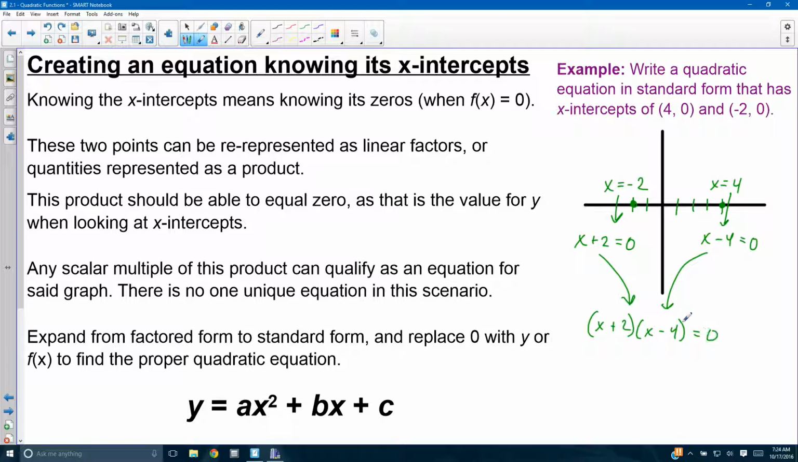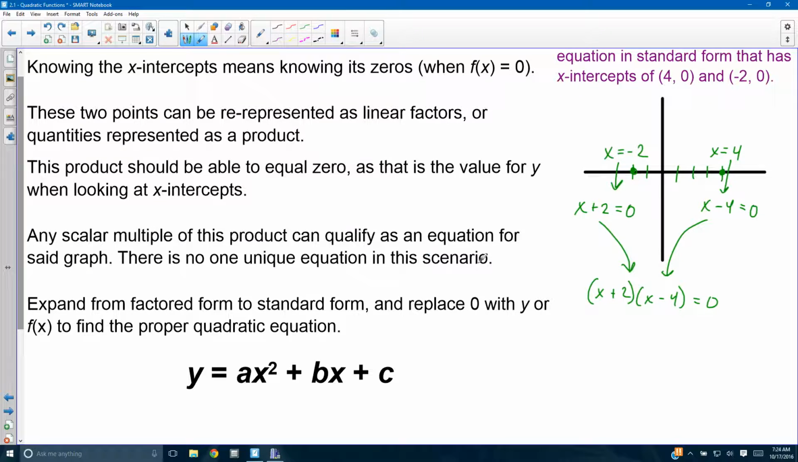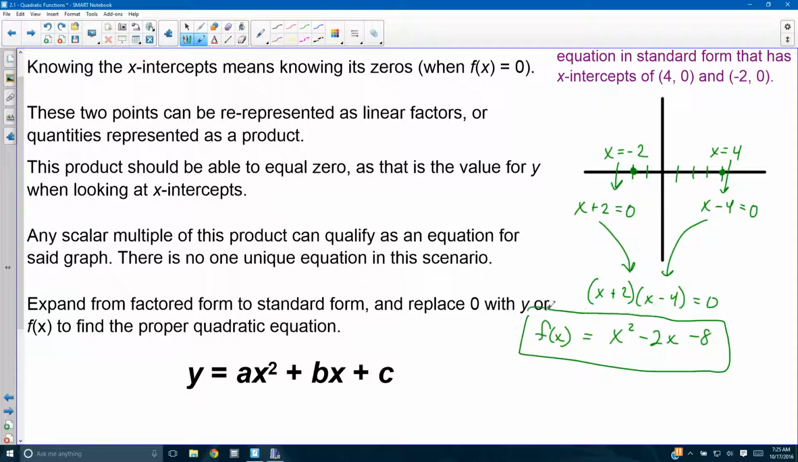Okay. So there could have been an equation. This product should be able to equal 0, right? As that is the value for y when looking at these x-intercepts. So right here, we can set it up like this, where if we have these answers, this could have been our original form. And of course, expand from factored form to standard form, x squared minus 4x plus 2x minus 8, and replace the 0 with a y or an f of x. So like f of x equals like that. So here's an example of a quadratic equation that goes through these 2 points.